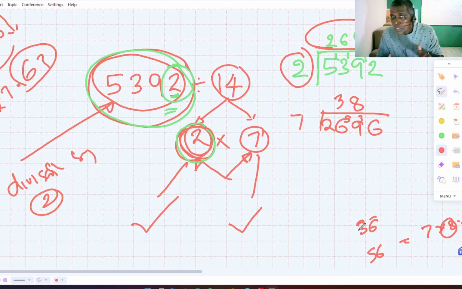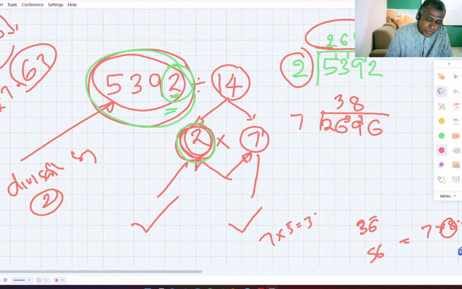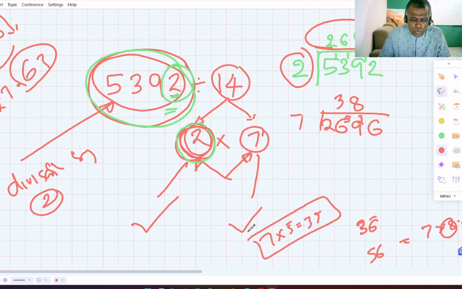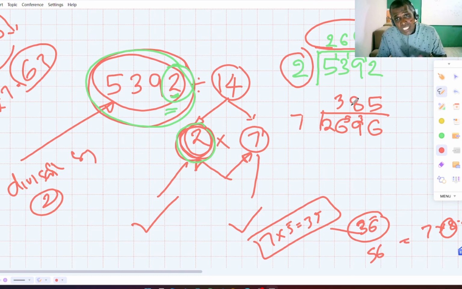7 times how much is getting? 7 times 5 is 35. 7 times 6 is 42. Can I get 42? Oh, no, this 36 is there. I can get only 7 times 5 is 35. You want to count till 36. 36 means only 1. R is equal to 1.